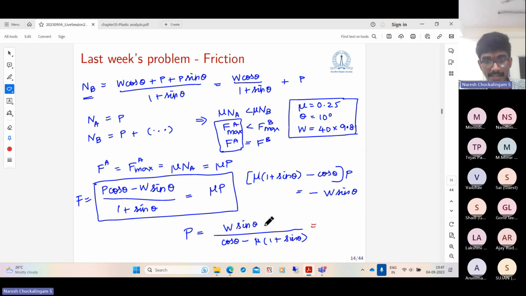699. Really? Can you check it again? This is 40 into 9.81. This is sine 10 degrees. So the answer should be around, let me check. So in the denominator, you have cos 10 minus 0.25 times 1 plus sine 10 degrees. So the denominator is alone 0.69. And in the numerator, you have W sin theta.